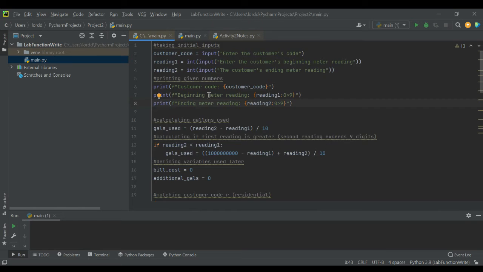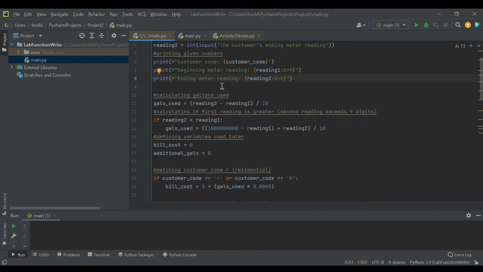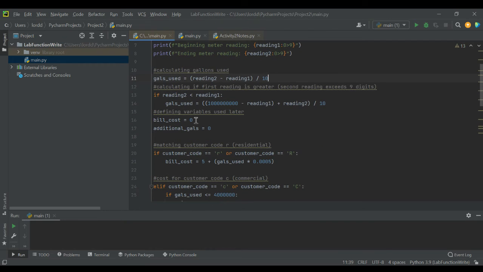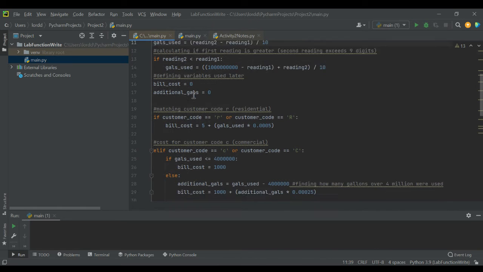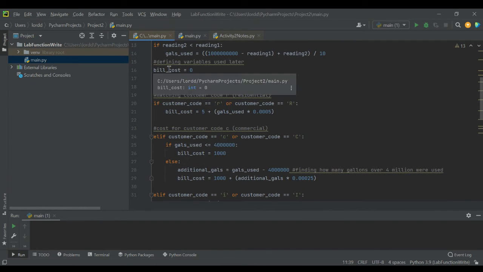Now to calculate how many gallons were used, I take reading 2 minus reading 1 and then divide it by 10 since these readings were in tenths of gallons. And then this is in the case that the first reading is greater than the second, which I'll go over later. And right here I define the bill cost and additional gallons, which are variables that come up later in our loops.